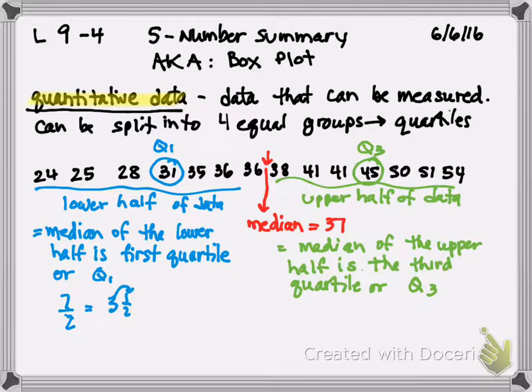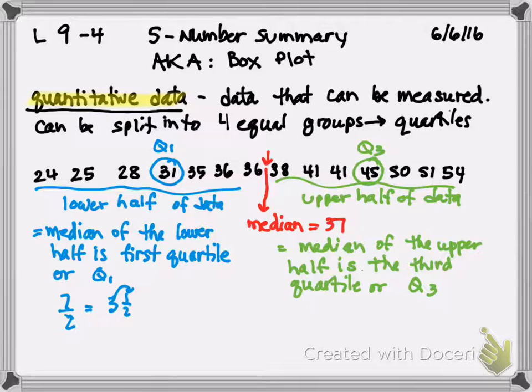If you notice, I basically have split all my data into groups of 3. I've got 24 through 28, I've got 35 through 36, I've got 38 through 41, I've got 50 through 54. So that's the 4 equal groups. What they're talking about is how many numbers are in there. They're not talking about the values of the numbers, just the quantity of numbers, okay?